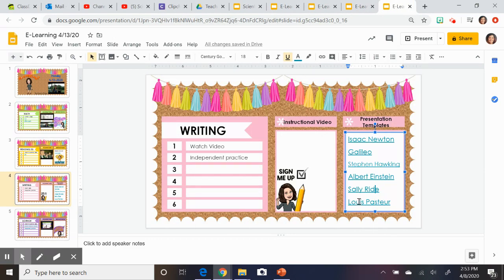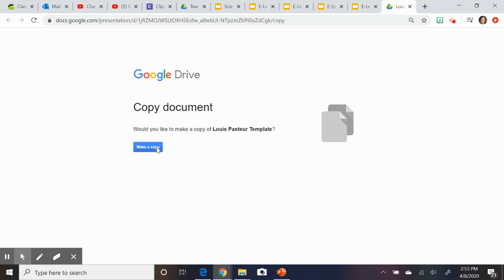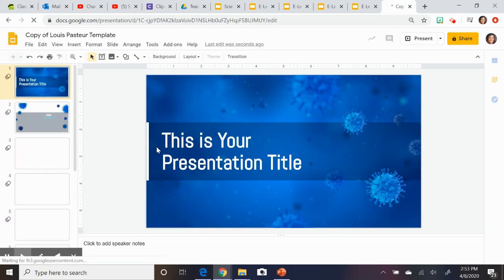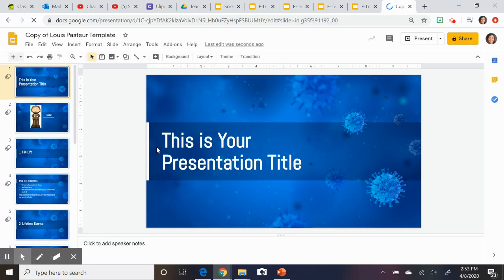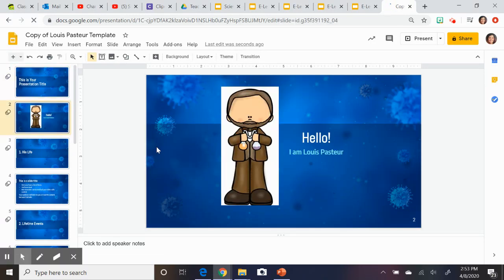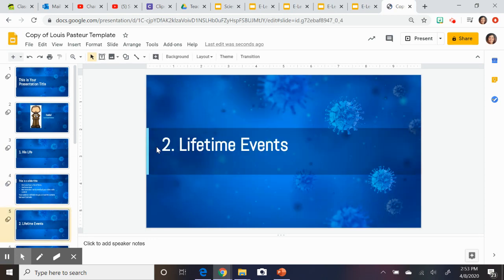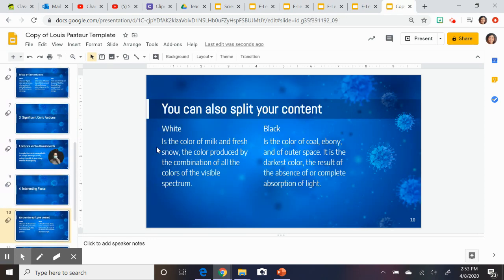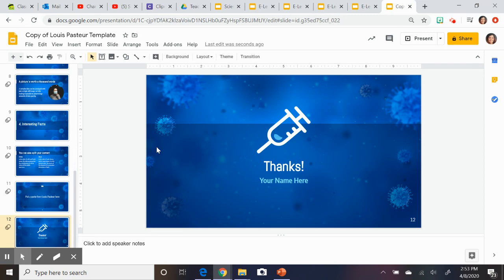And then last but not least, we have Louis Pasteur. And his is going to be the same format. Title slide, his life, lifetime events, contributions, facts, quote, and then type your name.